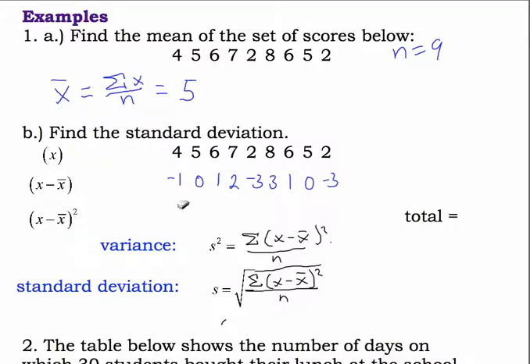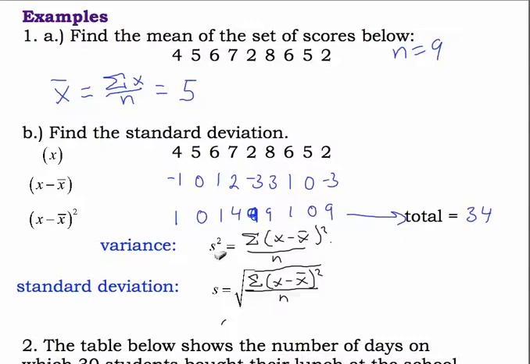Then I'm going to square these values, so this should all come out positive. 1, 0, 1, 4, so that's 9. 3 squared is 9, 9, 1, 0, 9. And this total is going to be 34.